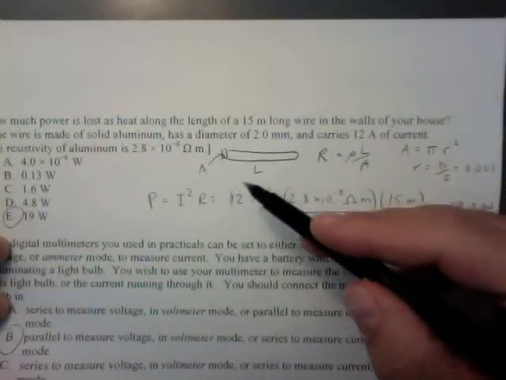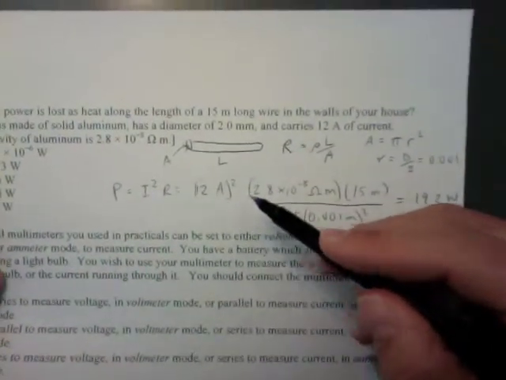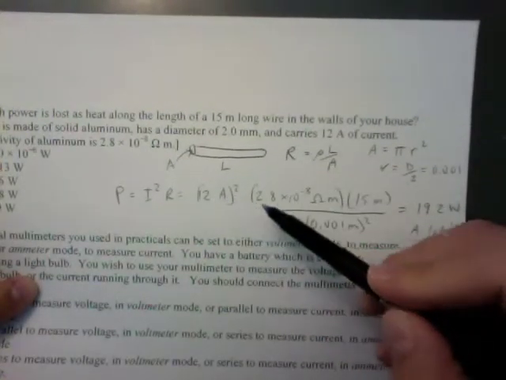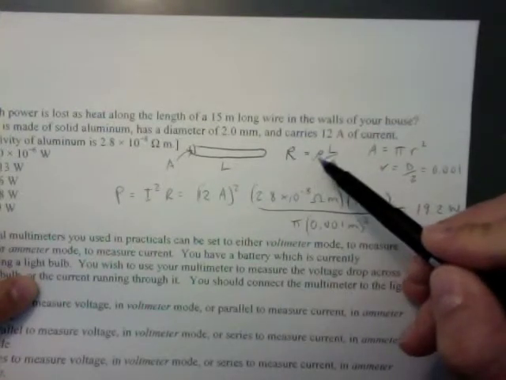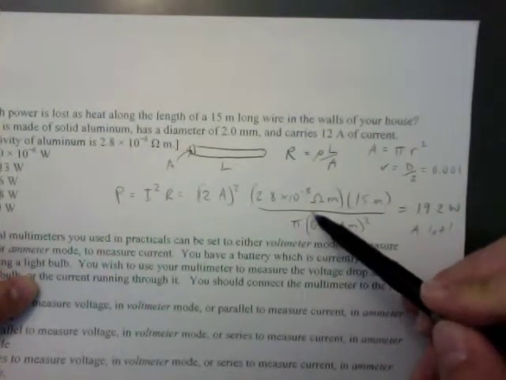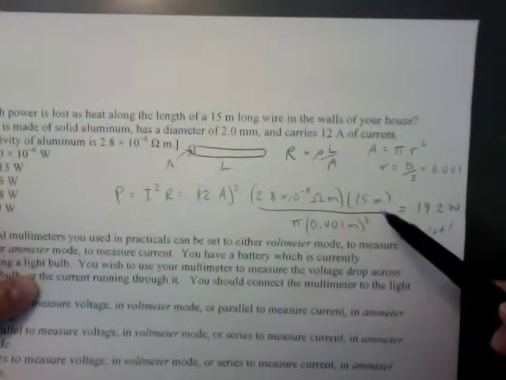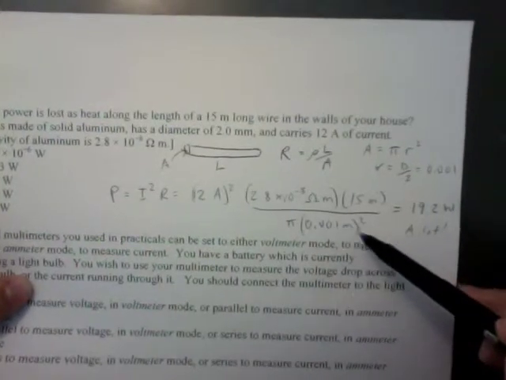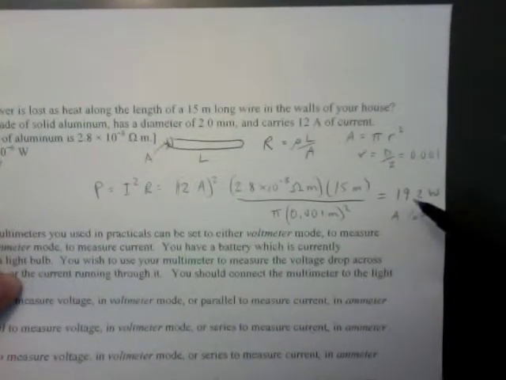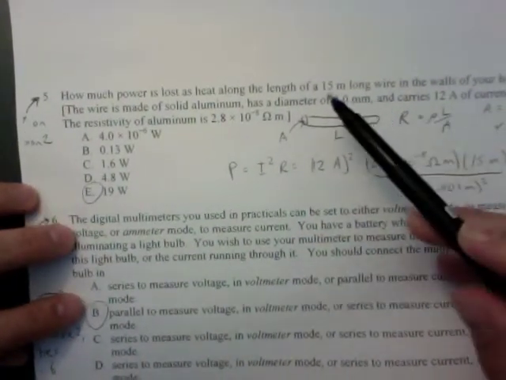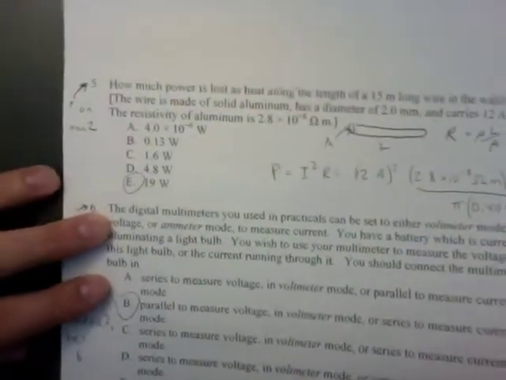So plugging this equation into I squared R for power, and plugging in the numbers, we have 12 amps of current squared times the resistivity rho, which was given, 2.8 times 10 to the minus 8 ohm meters, times the length of the wire, L is 15 meters, and divided by pi r squared. This is 0.001 meter squared. Plugging that all into my calculator, I get 19.2 watts. So actually, it's quite a lot of power lost by just carrying a normal current of 12 amps through a 15-meter long wire. And the answer is E.